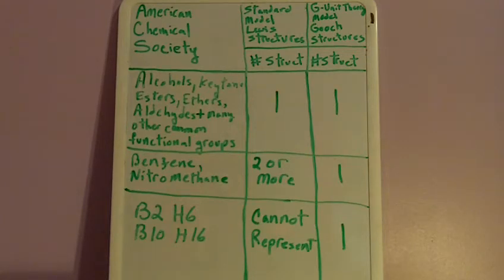In the gravitational unit theory unified field theory model, there's exactly one structure only for benzene, and that structure shows equal energies on each of the carbon-to-carbon bonds. It's also able to show nitromethane with exactly one and only one structure and no resonance contributors or hybrids.